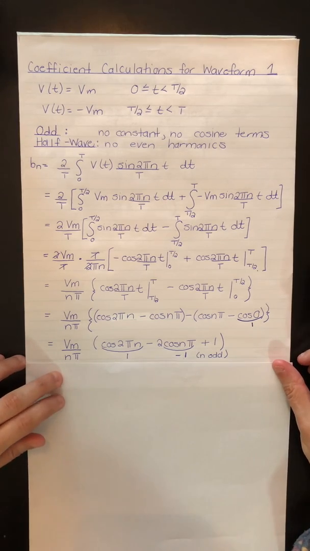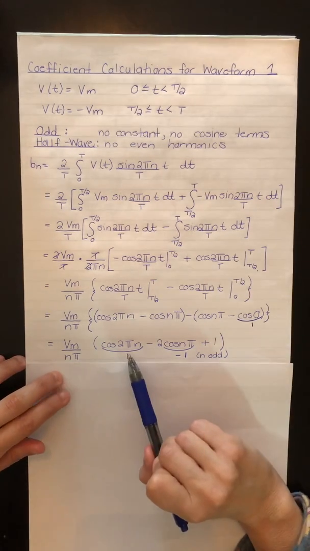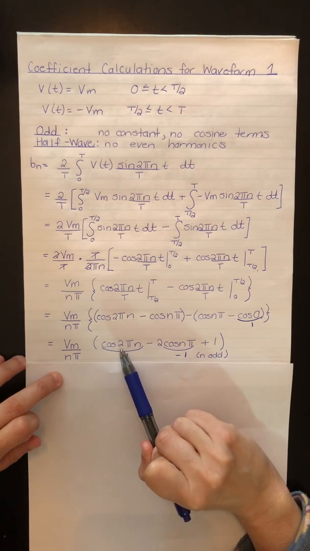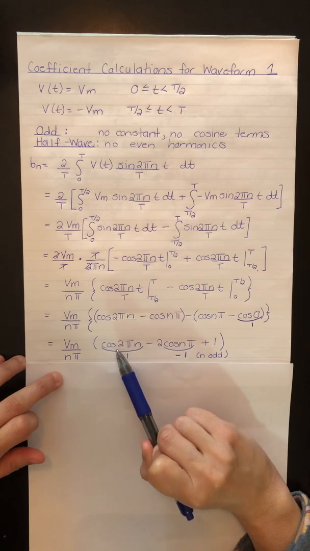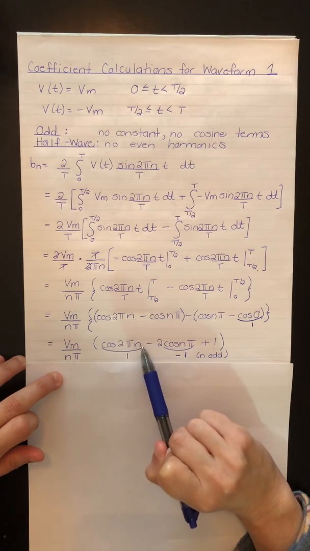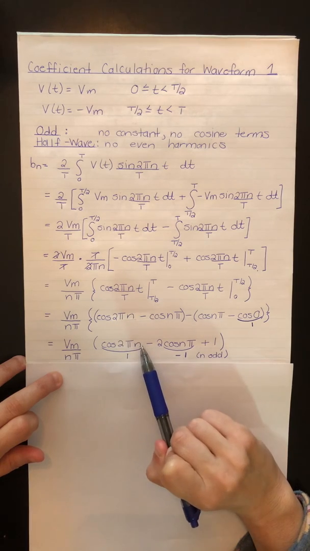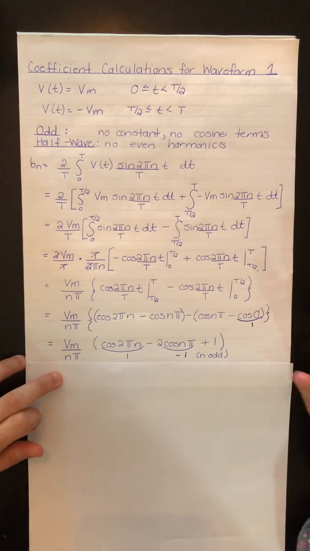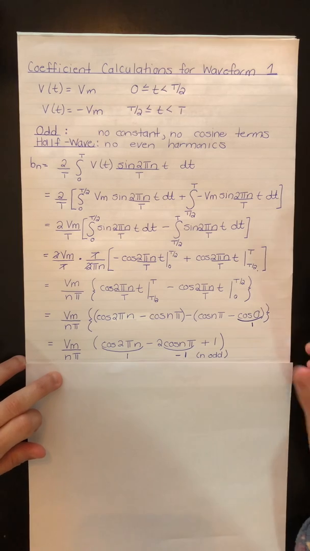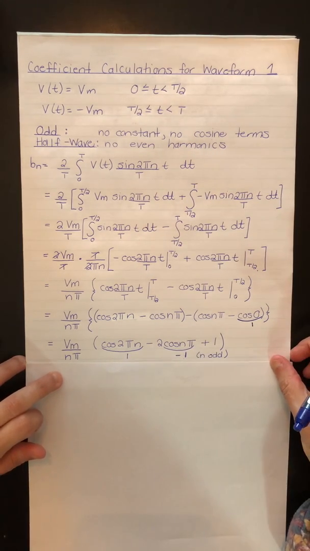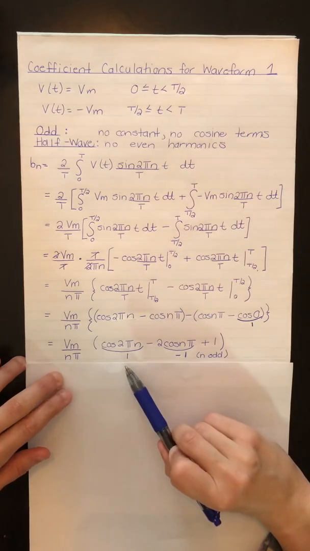Okay, now here, regardless of the value of n, the 2 here makes this an even number of pi terms. Okay? So the cosine of 2 pi, the cosine of 4 pi, the cosine of 6 pi, the cosine of 8 pi, and so on, all of those have a value of 1.